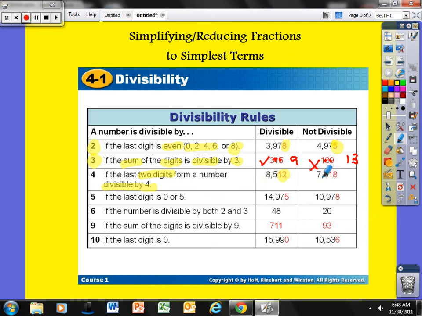I look at 7,518. I look at the last two digits. 18. Is 18 a multiple of 4? No, it isn't. Is 4 a factor of 18? No, it isn't. So that means it's not divisible.